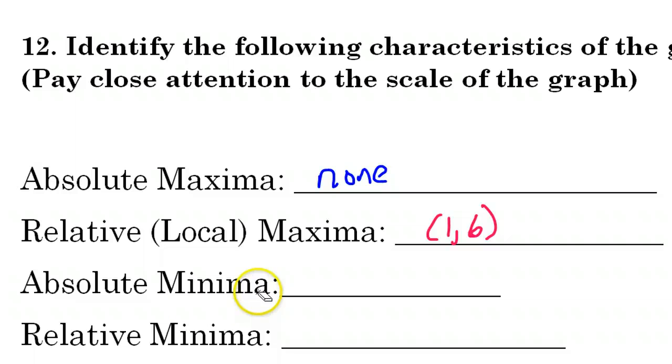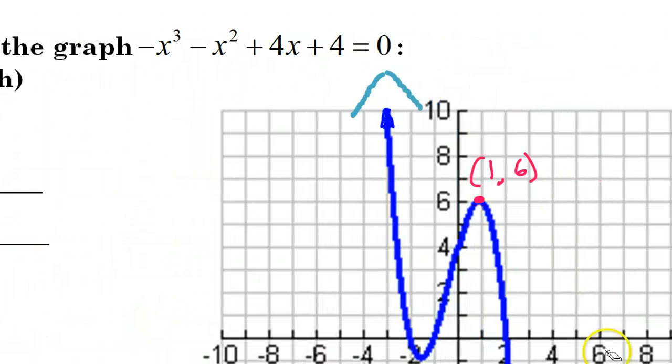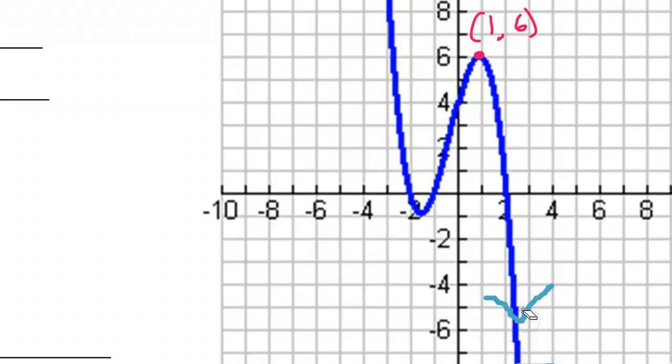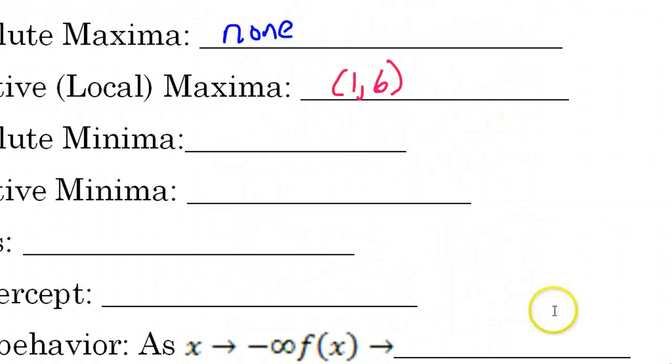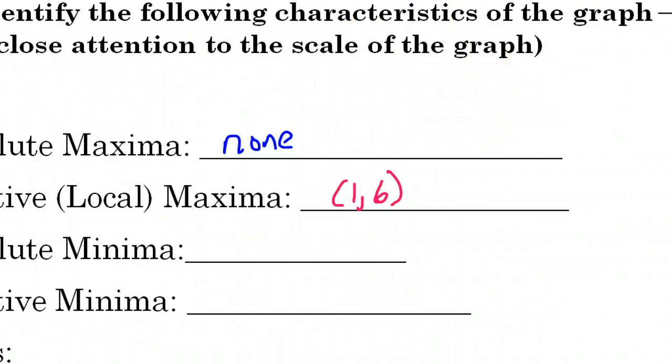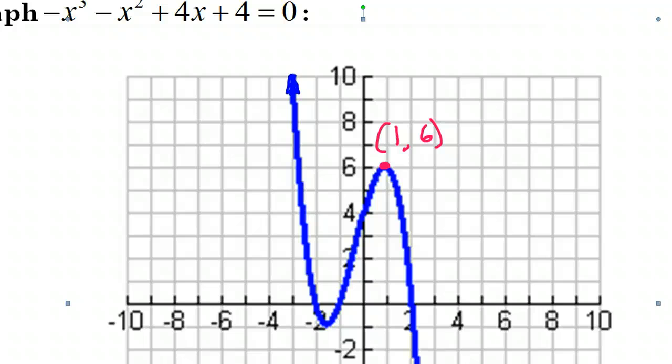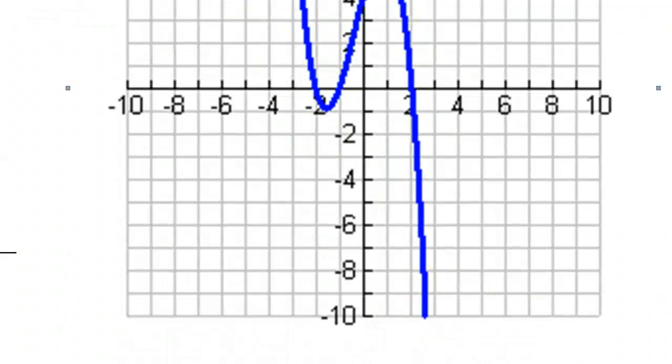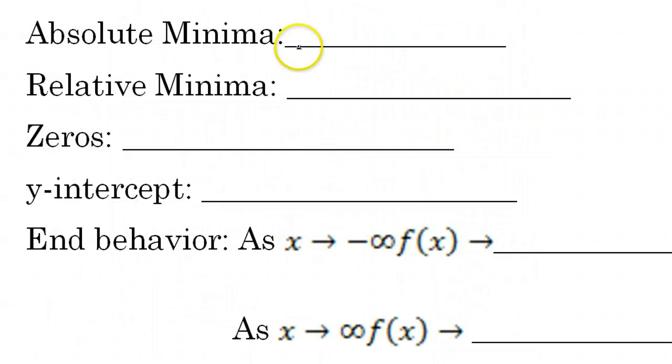Now, absolute minima. Well, there would only be one, even if there was one. Absolute minimum. That would be the lowest point on the graph. But again, since this graph goes forever, let me just deal with my OCD here for a second. Okay, this graph goes down forever, so there will be no absolute minimum. Okay, so absolute minimum, none.